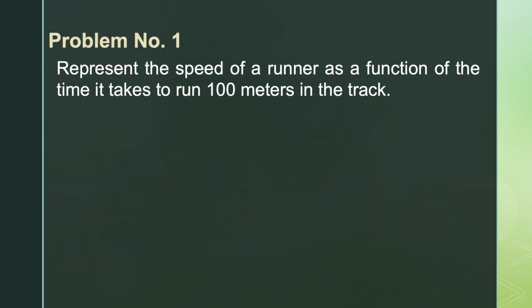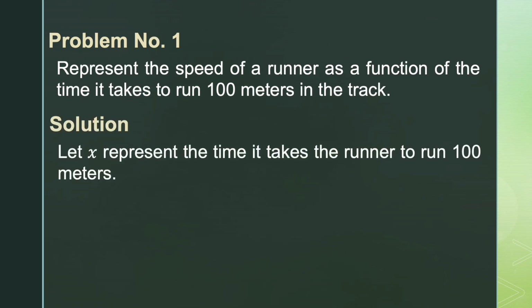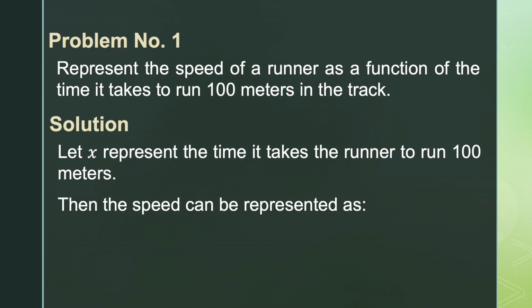First problem, represent the speed of a runner as a function of the time it takes to run 100 meters on the track. We have the following solution. Let x represent the time it takes the runner to run 100 meters. Then the speed can be represented as s of x equals 100 over x.